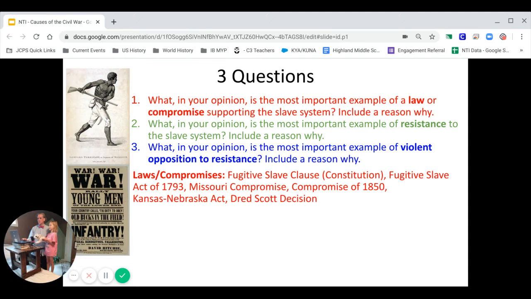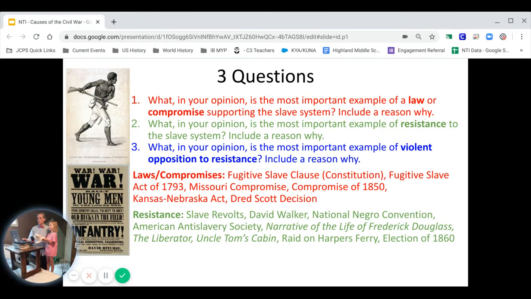The laws and compromises are listed here, and I'll have the list at the end again. But we'll talk about the Fugitive Slave Clause from the Constitution, the Fugitive Slave Act of 1793, Missouri Compromise, Compromise of 1850, Kansas-Nebraska Act, and the Dred Scott decision.